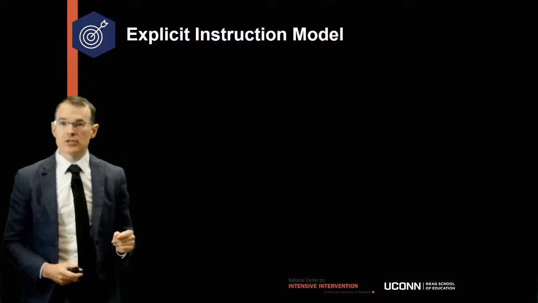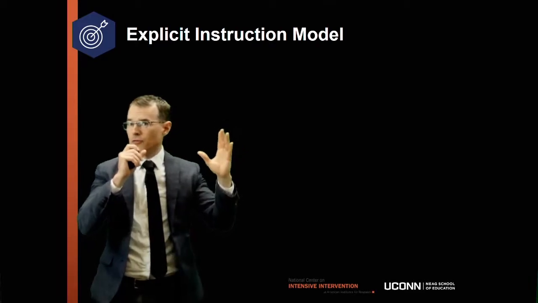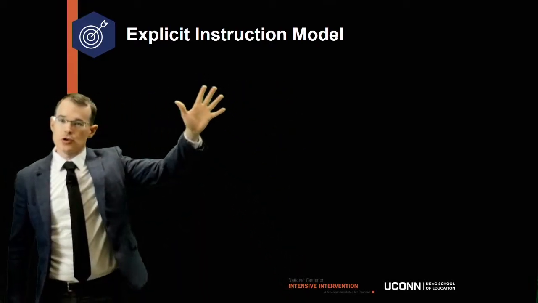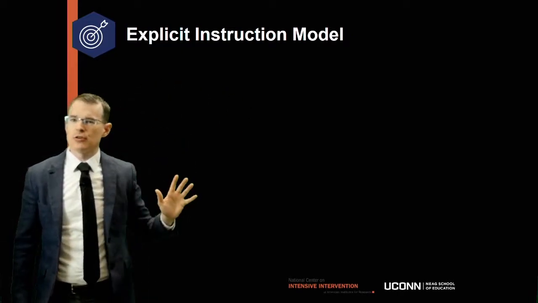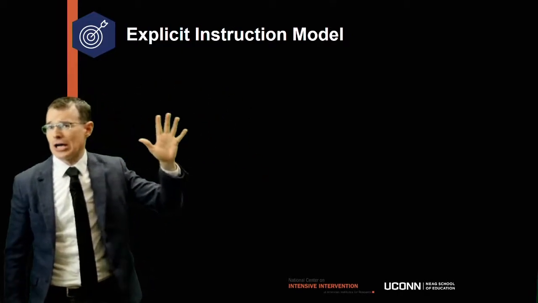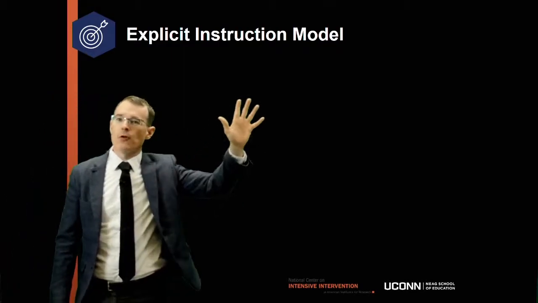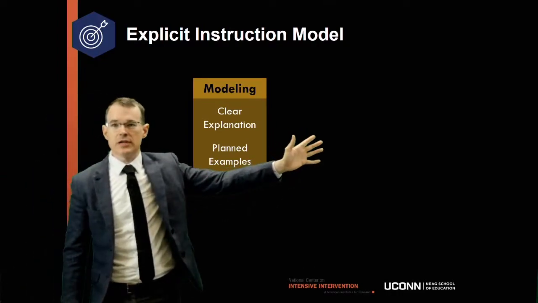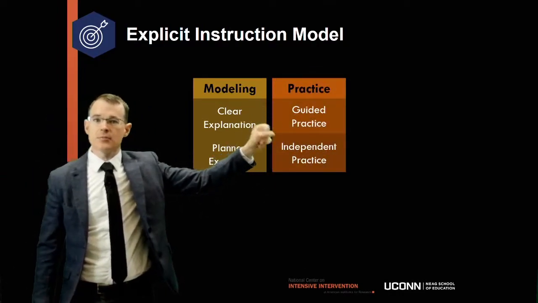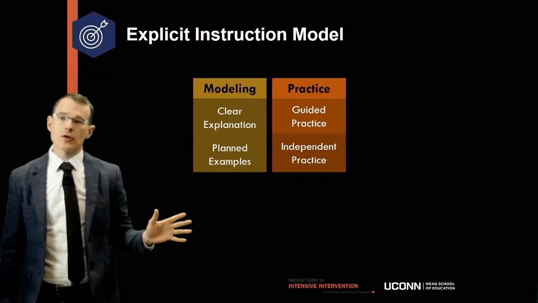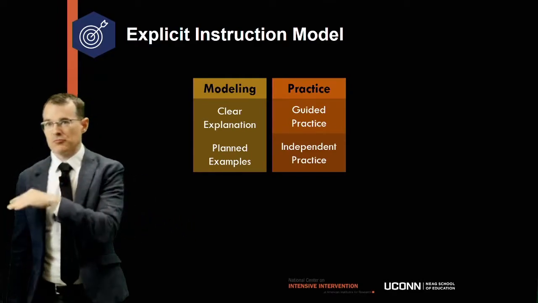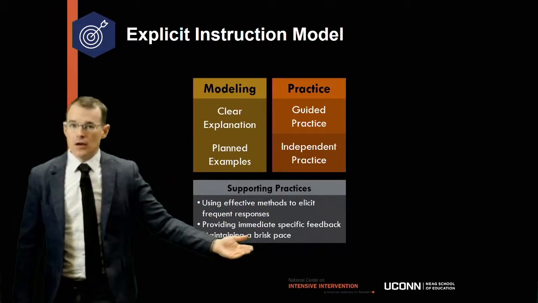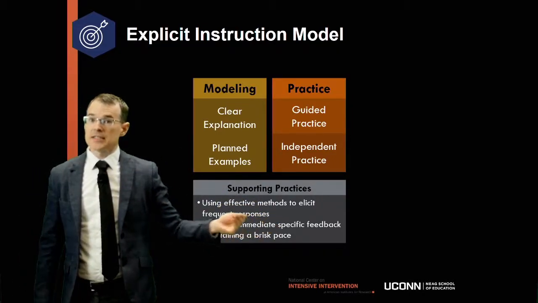So in our explicit instruction model, if you've seen this before, and hopefully you have, you know there are 3 pieces to it. The first one is kind of a goldenrod, mustard color. And what is that one? That one is modeling with clear explanation and plain examples. Next one over is sort of orangey colors, practice, both guided and independent. And then the thing we're focusing on here, if you remember from 2 slides ago, is supporting practices with effective methods to elicit responses, and then these 2 things.